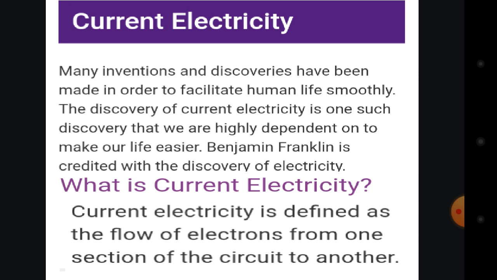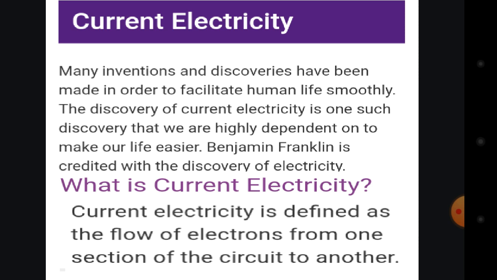So it is due to that movement or flow of electrons. The electricity or the current is due to that movement or flow of electrons. It is due to the flow of electrons that electricity came to be. So current electricity is defined as the flow of electrons from one section of the electric circuit to another.